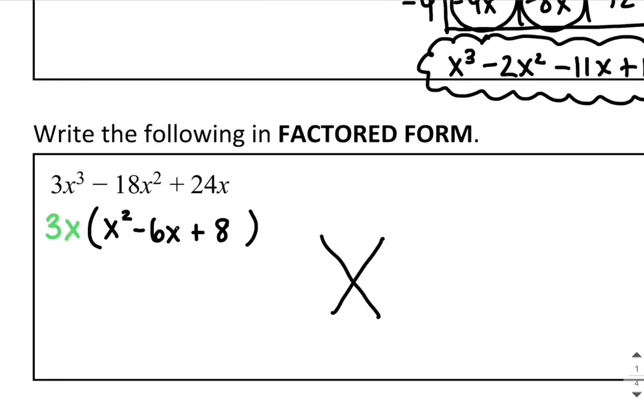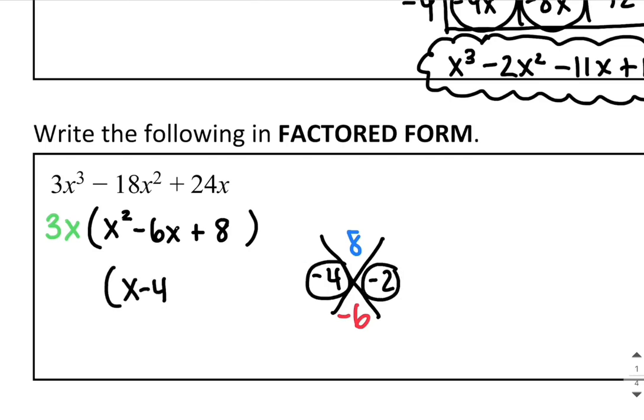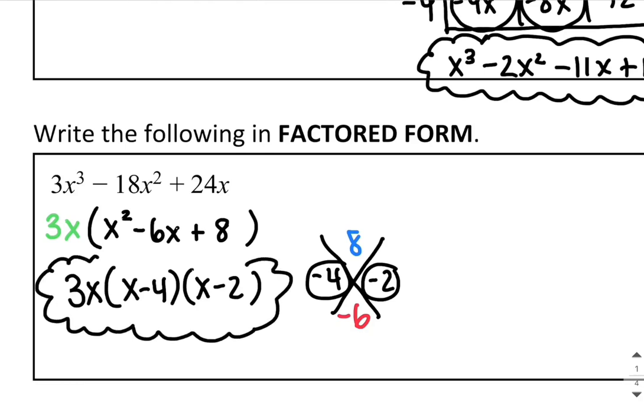I need 2 things that multiply to 8 and add up to negative 6, and those 2 numbers are negative 4 and negative 2. So I know that this, since a is equal to 1, goes straight to factored form using these 2 numbers: x minus 4 times x minus 2. And I can't forget about that 3x I took out. I have to include that in my factored form. This is the factored form of that standard form that was given to me.